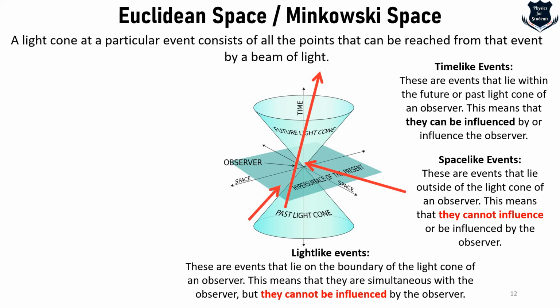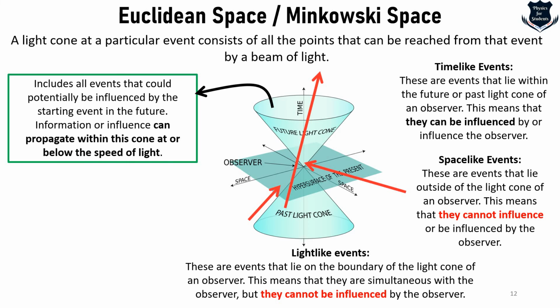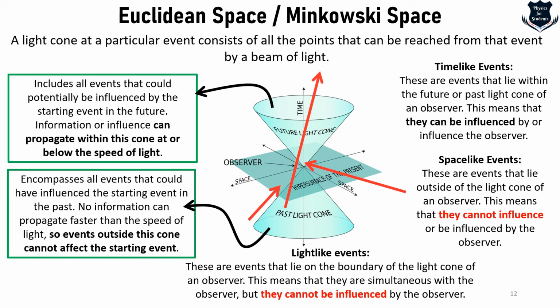So now you see, in order to do the mathematics of this kind of a structure, what we need is that hyperbolic geometry. So this part includes all events that could potentially be influenced by the starting event in the future, which can propagate within this cone, at or below the speed of light. And this part encompasses all events that should have influenced the starting event in the past. So events outside this cone cannot affect the starting event.